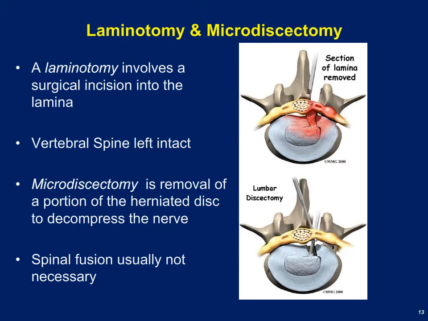That is, we remove the herniated material using a plunger or other tool, and by removing this herniated material, we decompress the spinal nerve, which should result in a reversal or subsidence of the symptoms. Now, because we're not cutting through the lamina completely, we don't really have to worry about doing a spinal fusion here.